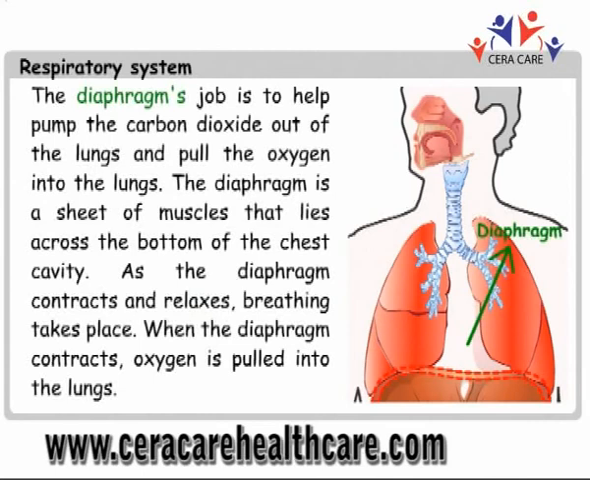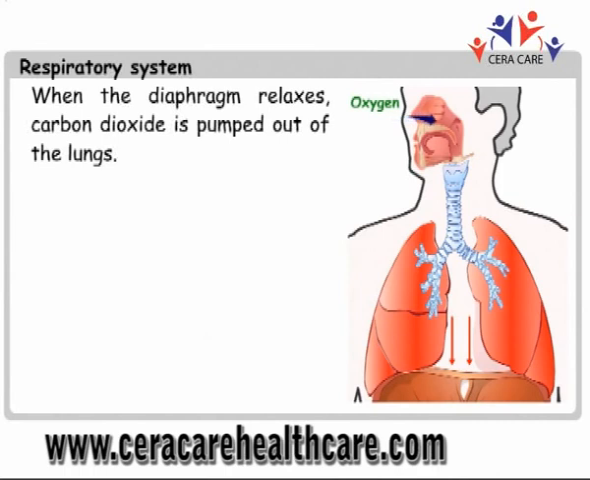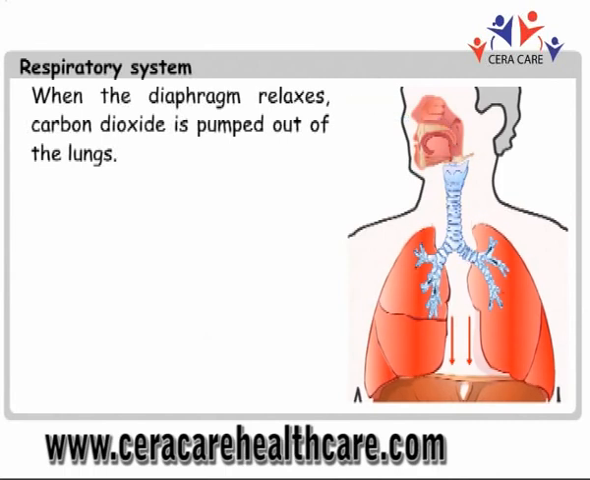The diaphragm's job is to help pump the carbon dioxide out of the lungs and pull the oxygen into the lungs. The diaphragm is a sheet of muscles that lies across the bottom of the chest cavity. As the diaphragm contracts and relaxes, breathing takes place. When the diaphragm contracts, oxygen is pulled into the lungs. When the diaphragm relaxes, carbon dioxide is pumped out of the lungs.